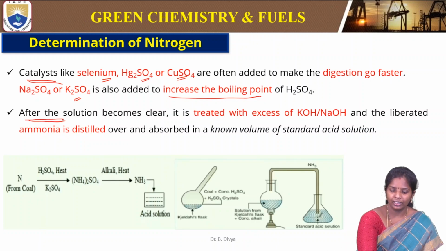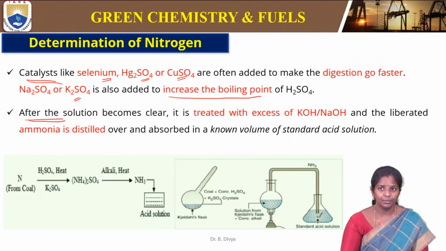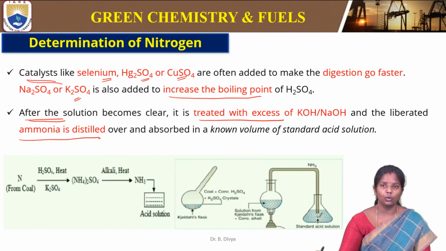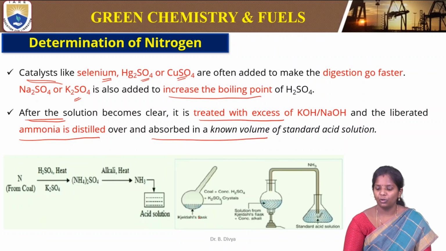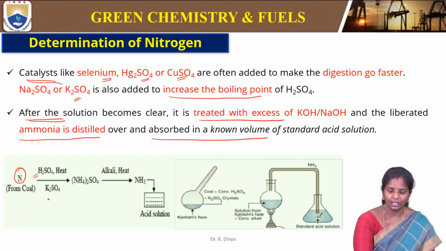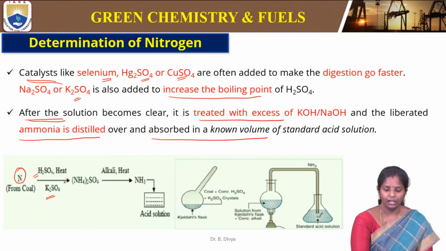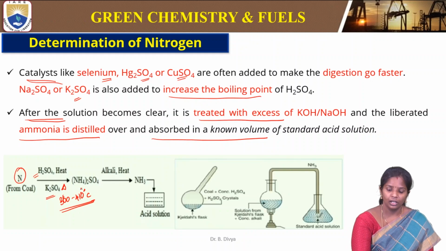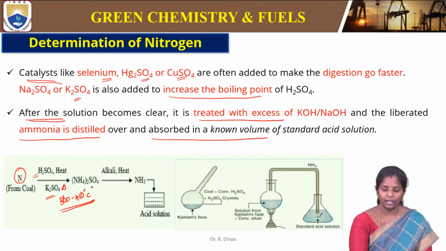After this, the solution will become clear. After it becomes clear, it is treated with excess KOH or sodium hydroxide, and the liberated ammonia is distilled over and absorbed in a known volume of standard acid solution. So this is the nitrogen we have in the coal. So we are treating with sulfuric acid and a catalyst like sodium or potassium sulfate under heating conditions of 360 to 410 degrees centigrade. Depending on the weight, we will vary the temperatures. Then it converts to ammonium sulfate, and on adding alkali and heating, it forms ammonia.